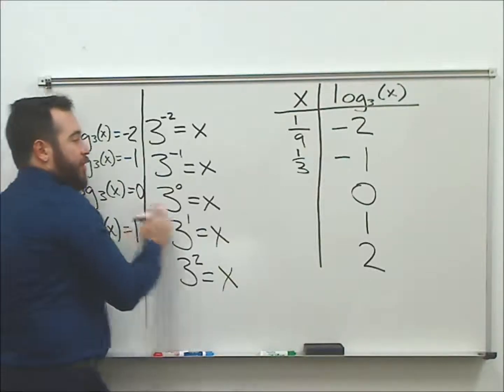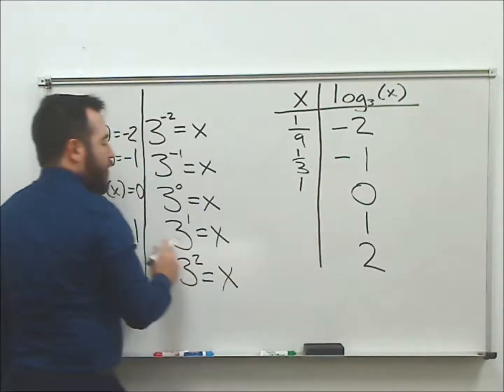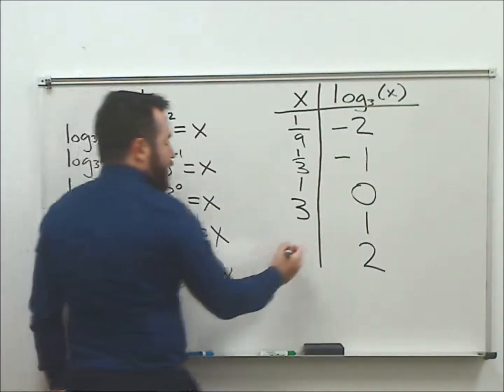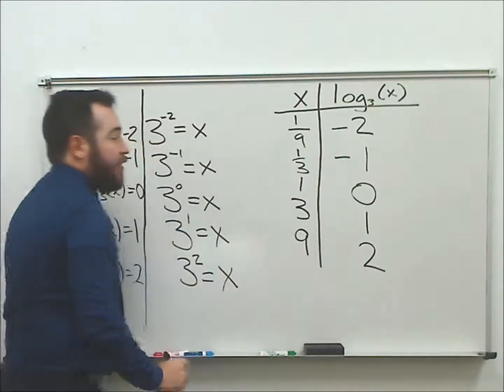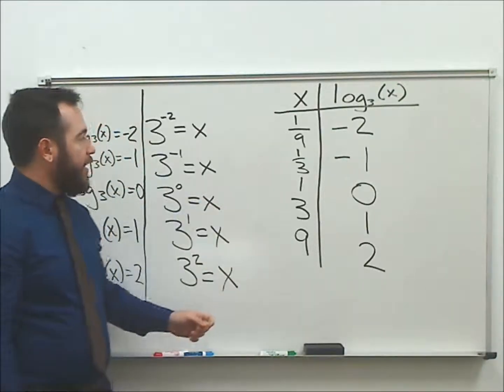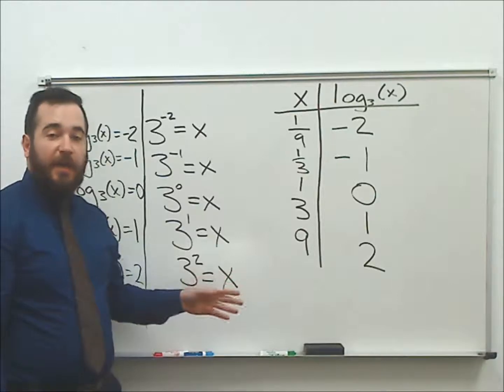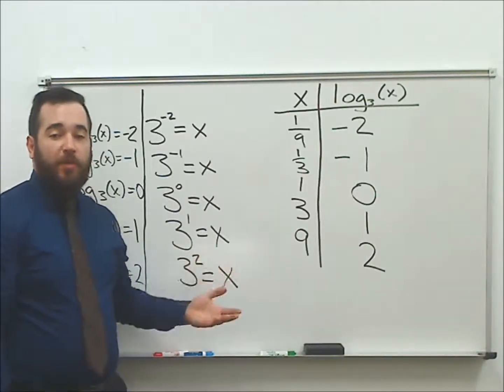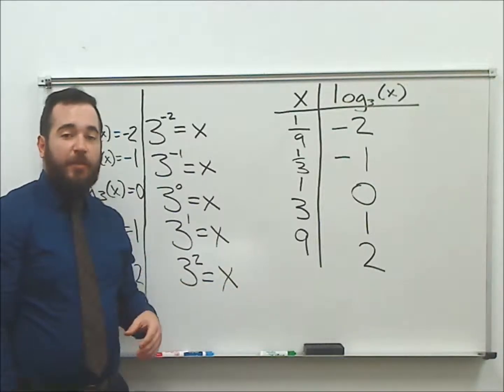Likewise, 3 to the 0 is 1. 3 to the 1st is 3. And 3 squared is 9. So when you fill in the right-hand side first, it's a lot easier to fill out what your x is. If you go the other way, you could end up with some problems, even beyond the negative numbers.